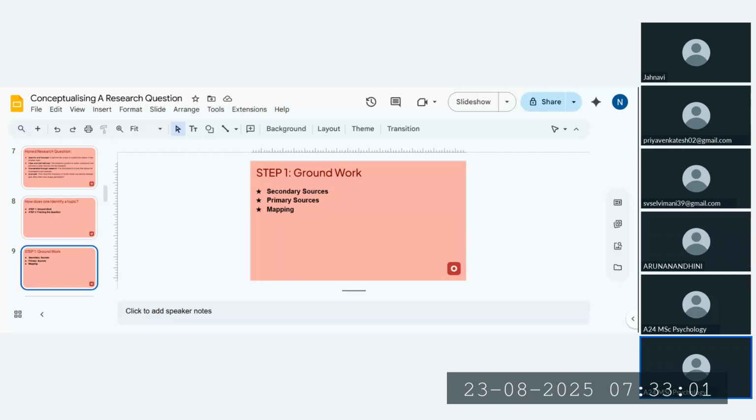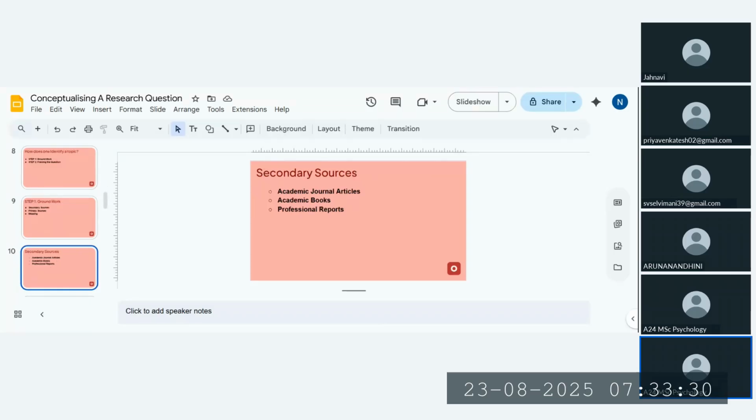They have written a lot in the textbook, but I've tried to make it a little simple because also you don't need that level of detail right now because it's also not being asked in the question papers. But this is something we can understand and use tomorrow when we do our own research. So in the groundwork, there are three kinds of groundwork. One is secondary, second is primary, the third one is mapping.